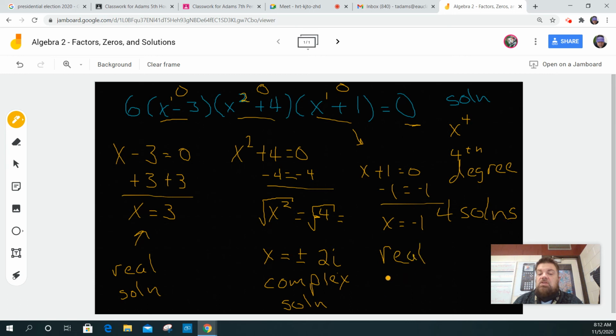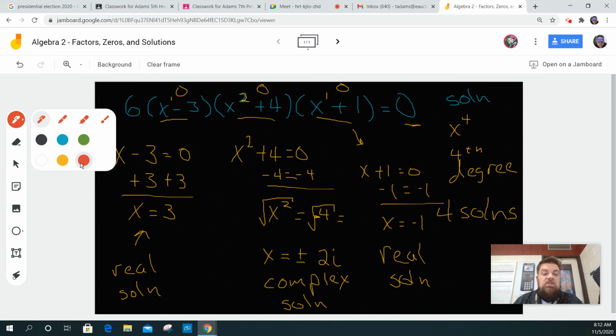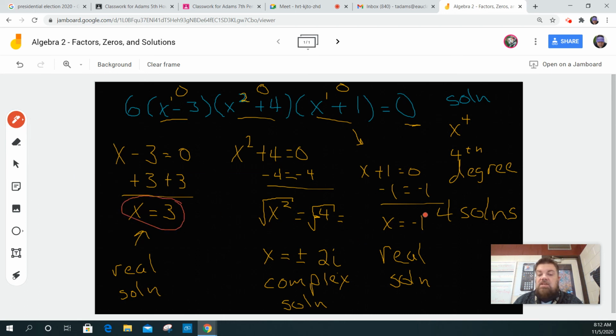So my real solutions, because that's what the question is asking for, are going to be x equals 3 and x equals negative 1. So I have 4 solutions total because there's 2 solutions here, right? But those are complex, and then I have 2 real ones. And so the question asks, what are the real solutions? So you would say negative 1 and 3. Does that make sense?